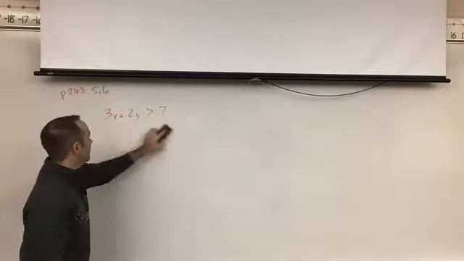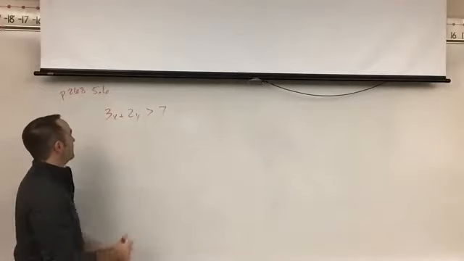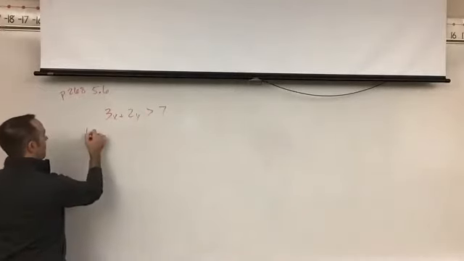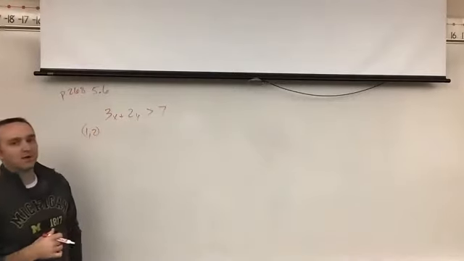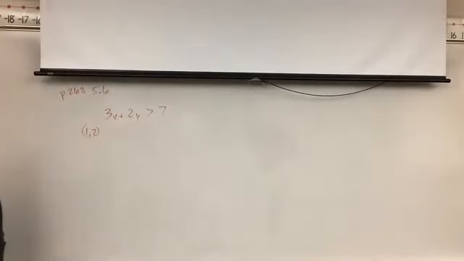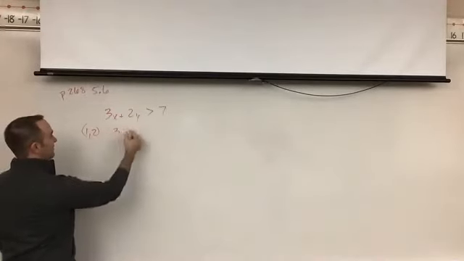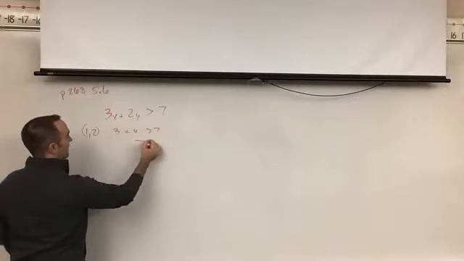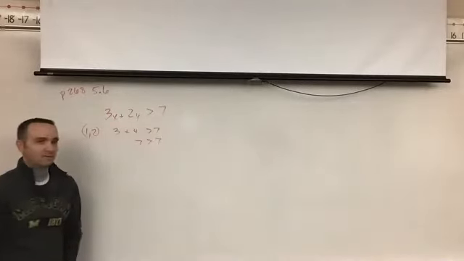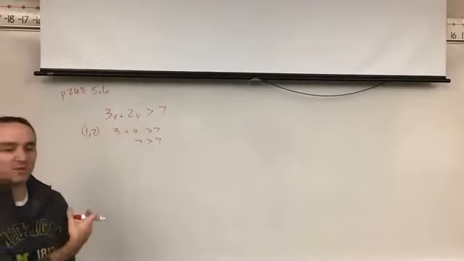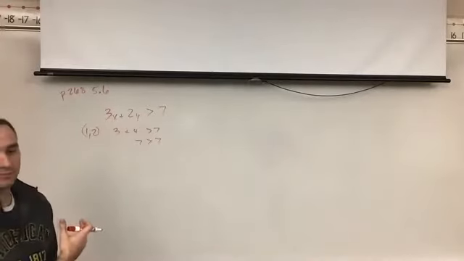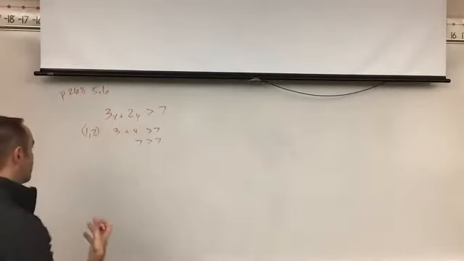Let's say that we plug in some numbers here. Let's say we have 1, 2 as our ordered pair. If we plug in 1, 2, 3 times 1 is 3, 2 times 2 is 4. I've got 7 and 7. Is this going to be a solution or not? No, it's not going to be a solution.